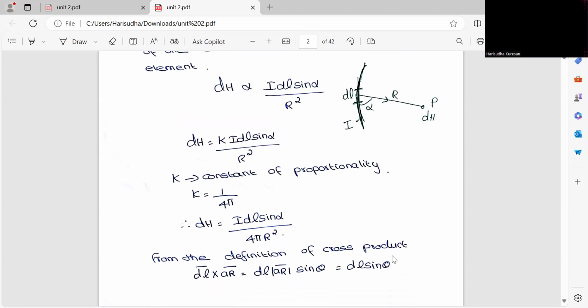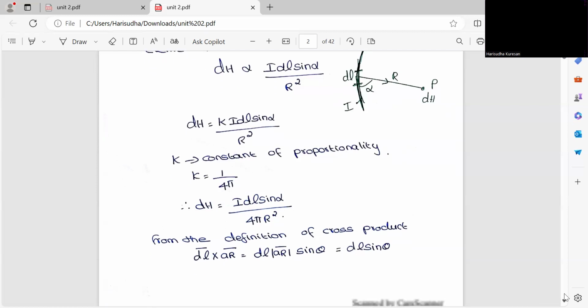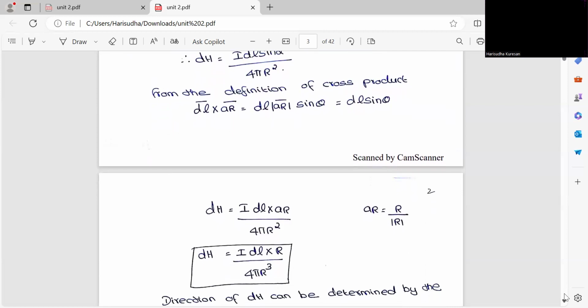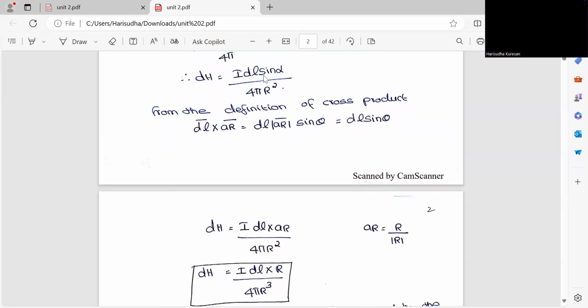We know from the definition of cross product, the differential length, if you put an arrow mark above, it is called a vector. If you have a cross product between the differential length and the unit vector aR, we can write it as dl aR vector sine theta. Since the magnitude of the unit vector is equal to 1, we can write dl into sine theta. Therefore, in the previous equation, in the place of I dl sine theta, we can write dl cross aR.